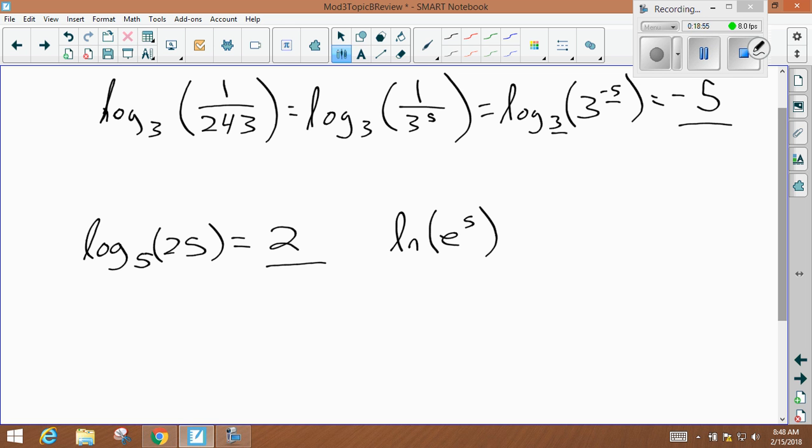Okay, if that's true, then what is natural log of e to the 5th power? Remember, the natural log is log base e, right? So what we're really saying is e to what power is e to the 5th? Yeah, you got it.